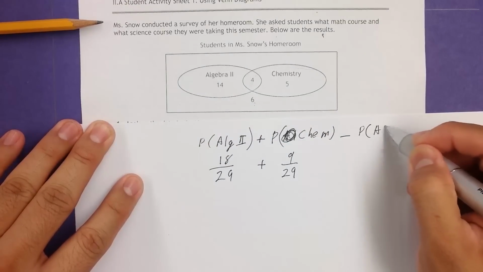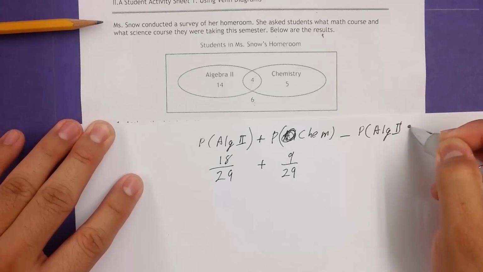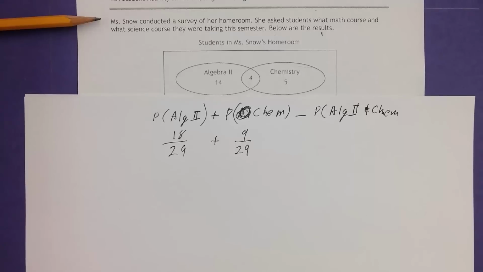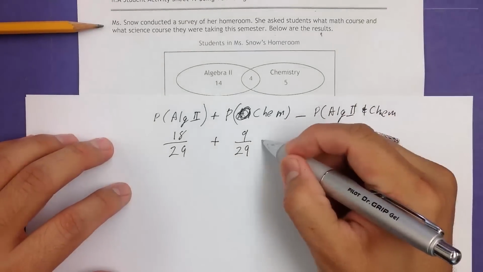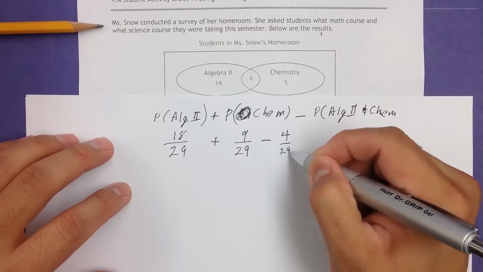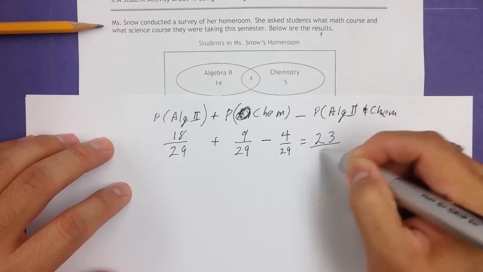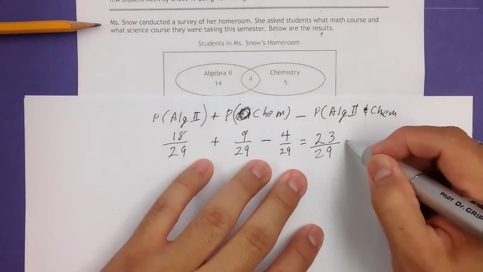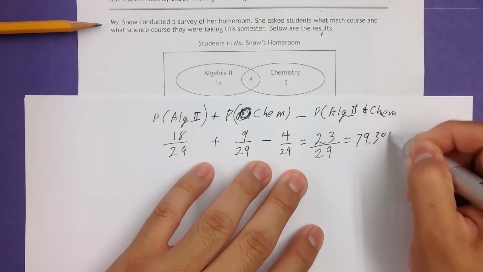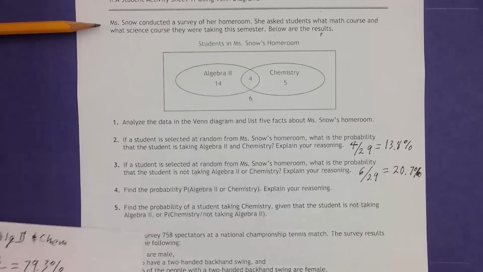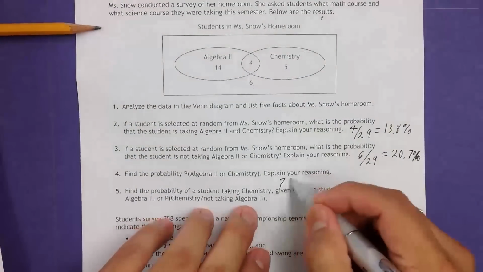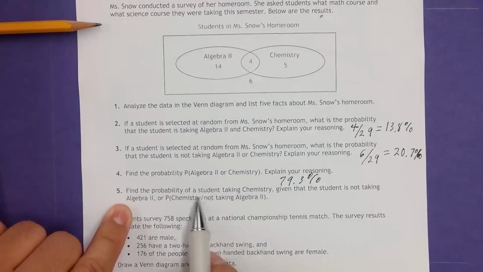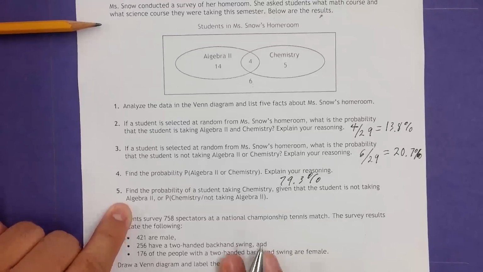So I'm going to be subtracting the probability of Algebra 2 and chemistry. Now, that would mean we subtract 4 out of 29, which gives us 23 over 29, which gives us a grand total of 79.3%. Okay, so that's how you do that for that particular one. So this is 79.3%. Now finally, we have find the probability the student is taking chemistry given that the student is not taking Algebra 2.